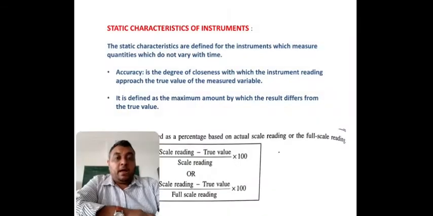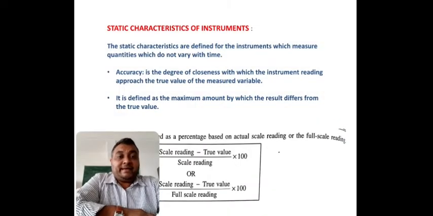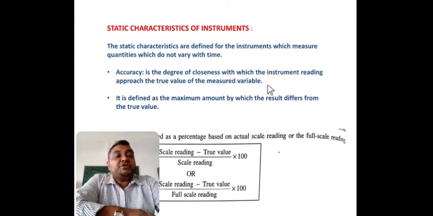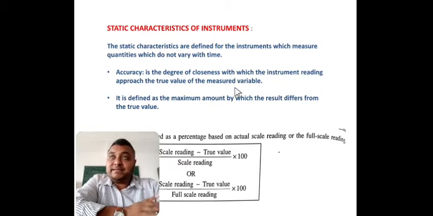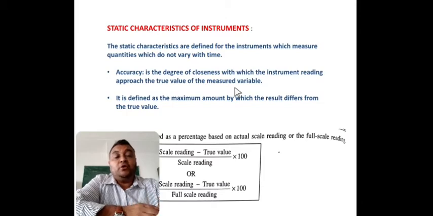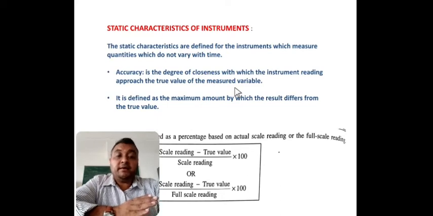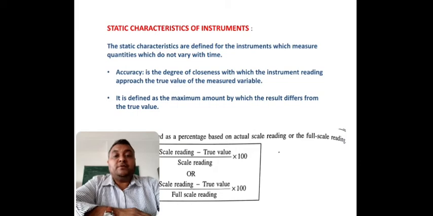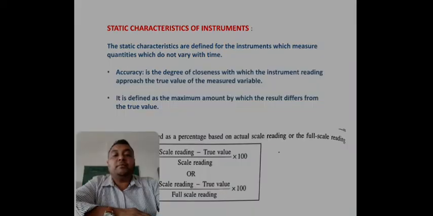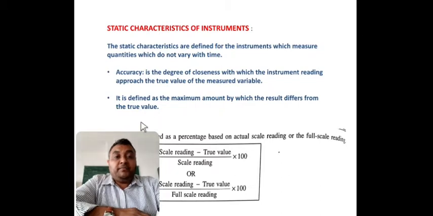Okay, and you can define accuracy as the degree of closeness with which the instrument reading approaches the true value of the measured variable. That means if we measure the value of an instrument, how close the value we get is to the value we are measuring, that is the closeness of the measured variable, that is known as accuracy. And it is also defined as the maximum amount by which the result differs from the true value. So these two things we have to keep in mind when you define accuracy.